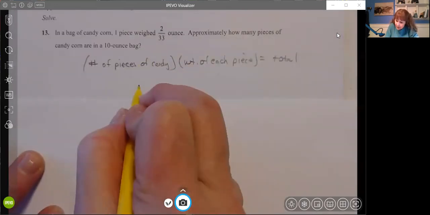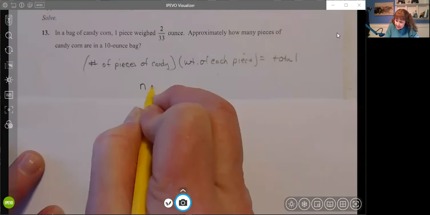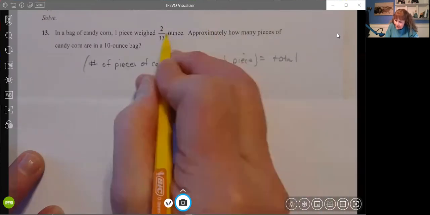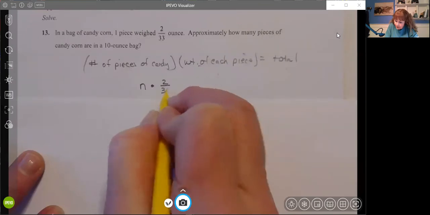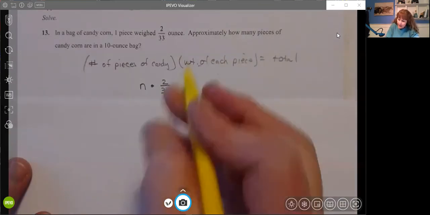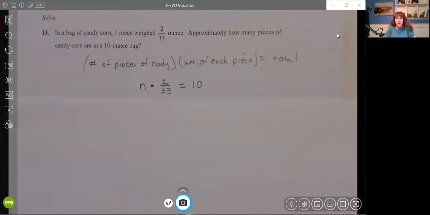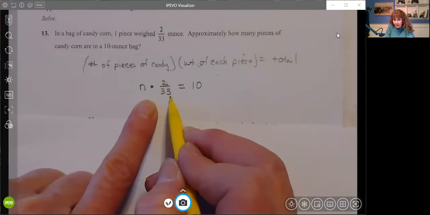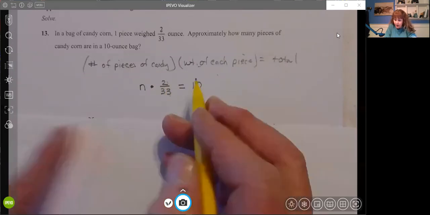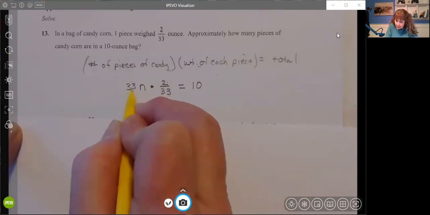Well, the number of pieces we don't know, so we're going to call it n, times the weight of each piece is 2/33 of an ounce, and that is going to equal the total weight of the bag, which is 10. So to find the number of pieces given the weight, you're going to divide to find the number of pieces. So you want the n by itself. So what we're going to do to get rid of this right here, rather than, I guess, divide by 2/33, we're going to multiply both sides by 33/2.